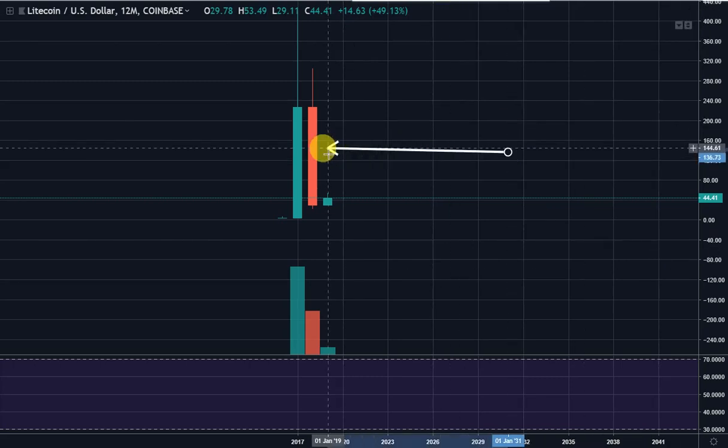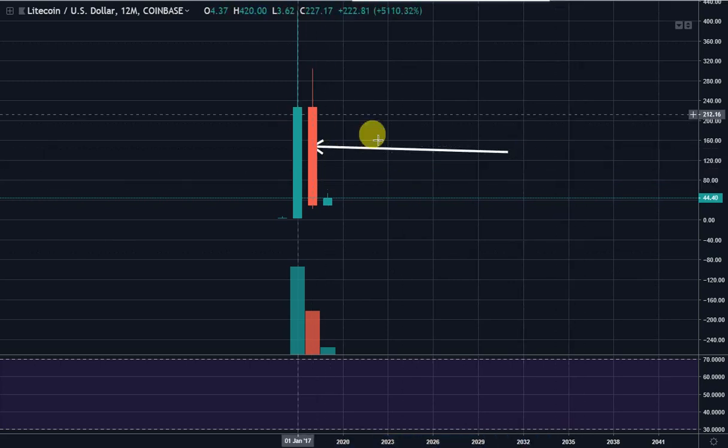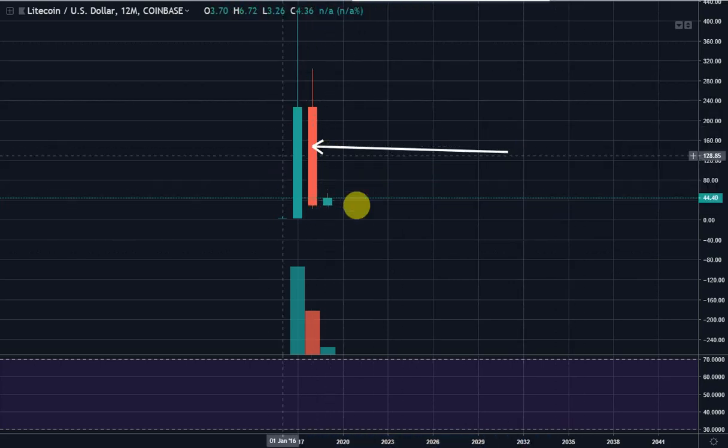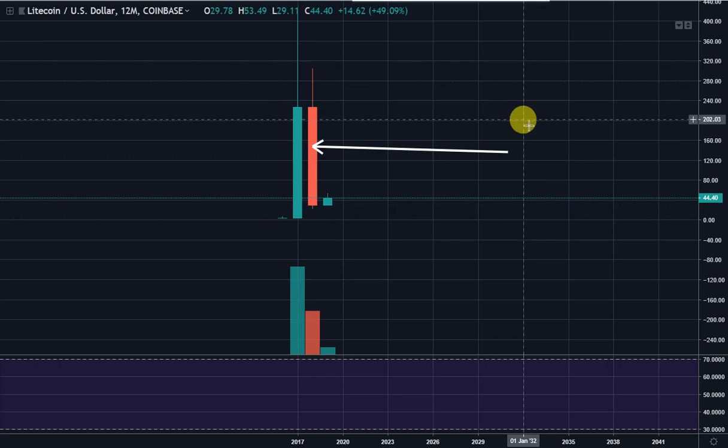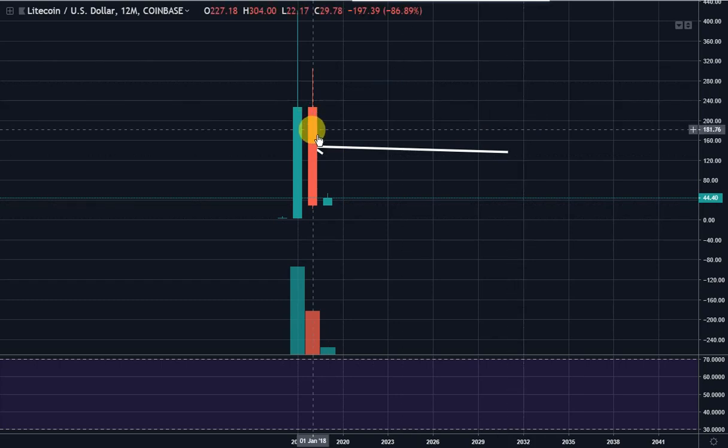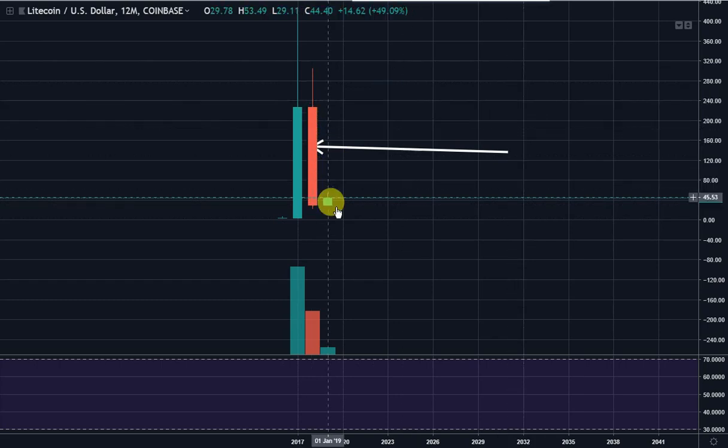What is this 12-month chart or candle? What is that candle, guys? It's the exact same candle as I've explained. This is a week candle. This is a yearly chart. So this tells us on the yearly basis we need to go down to new lows on Litecoin.